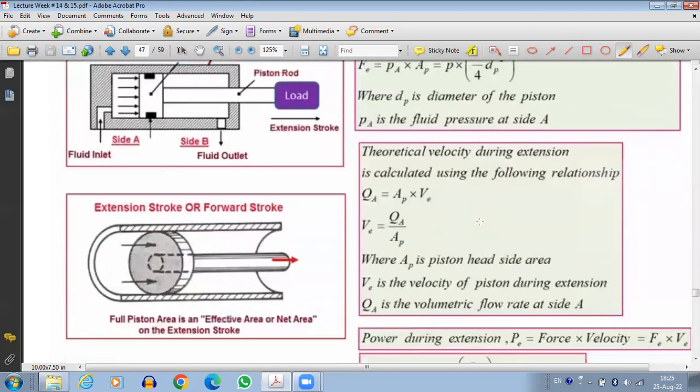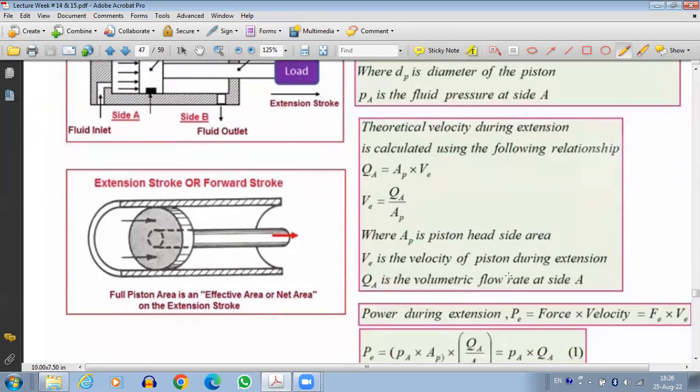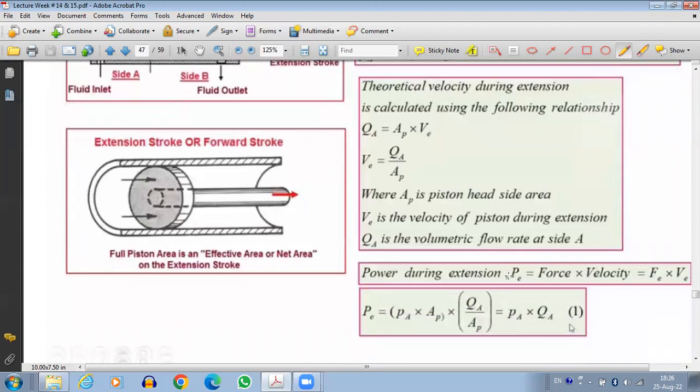When we are talking about the theoretical velocity during extension, the velocity can be determined using the volume flow rate. The volume flow rate formula is Q equals A V. Area will be the piston area multiplied by the velocity of the extension. So the velocity of the extension will be QA divided by AP, where AP is the piston head side area. VE is the velocity of the piston during extension, and QA is the volumetric flow rate at side A.